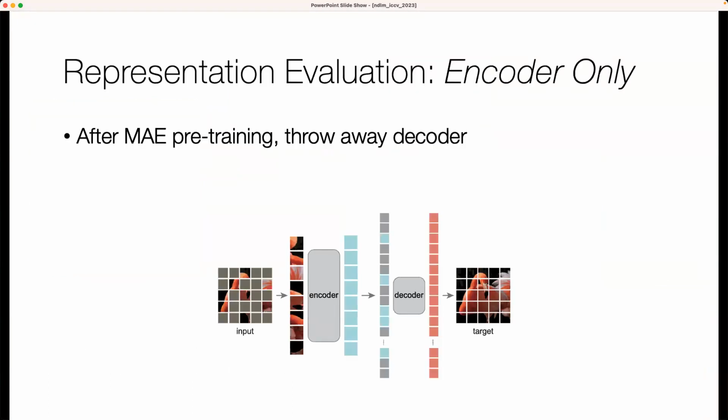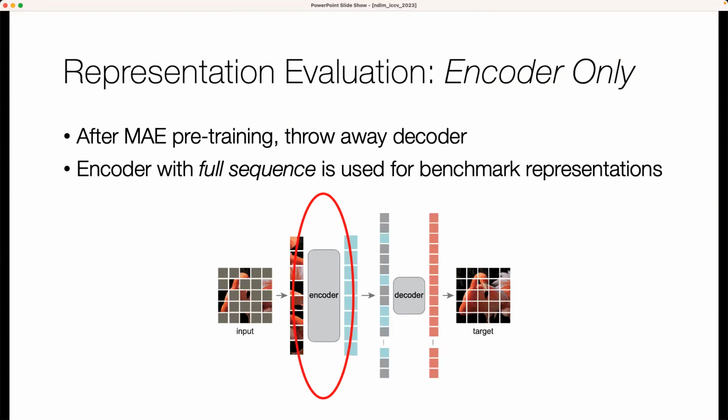And for representation evaluation, as I mentioned, self-supervised learning is just a pre-training step. The actual thing we care about is the evaluation on downstream tasks. For MAE, we just take the encoder for evaluation. So we throw away the decoder. And the encoder is fed with the full sequence. So all of the image is fed into the encoder used for benchmarking representations.